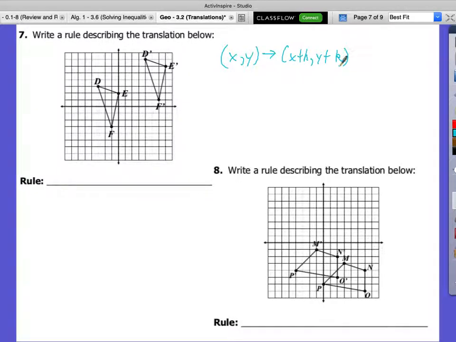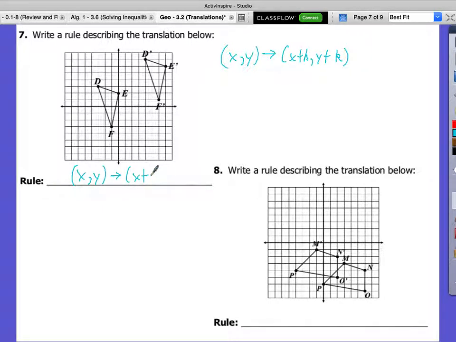Well, are we moving left or right? Right. Okay, so we're going to be adding to the x. So we're going to have x comma y yields x plus something. How far to the right are each of these points moving? Raise your hand and tell me how far to the right these points are moving.